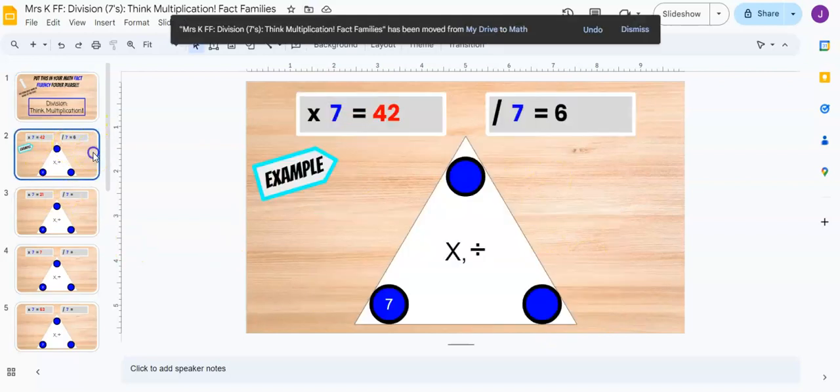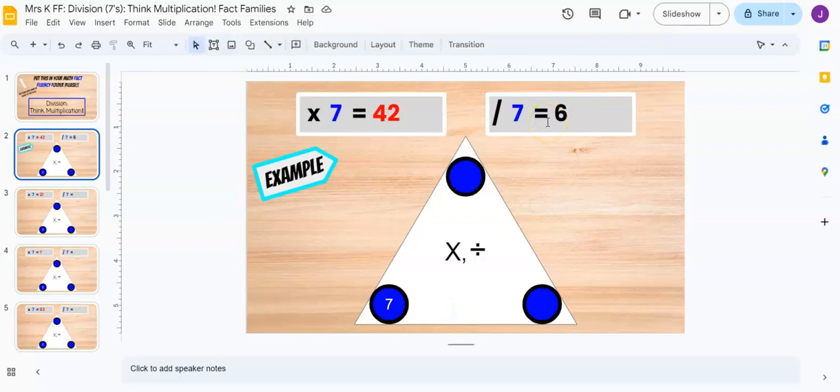So for this activity, we're going to be looking at fact families, and specifically about those with 7. So for this first example, take a look here. I have 3 different things happening, so you're going to have to do 3 different activities on each of these slides. So I have something times 7 equals 42, something divided by 7 equals 6, and then I have this little triangle down here that shows me just a 7 right now, but we're going to fill it in before we're done with all of this.